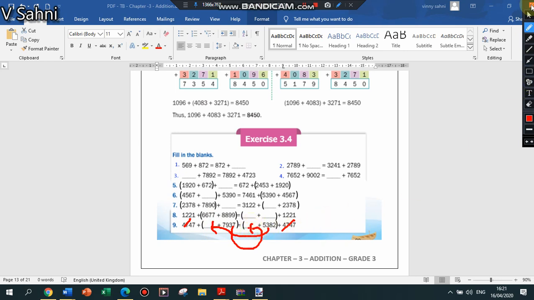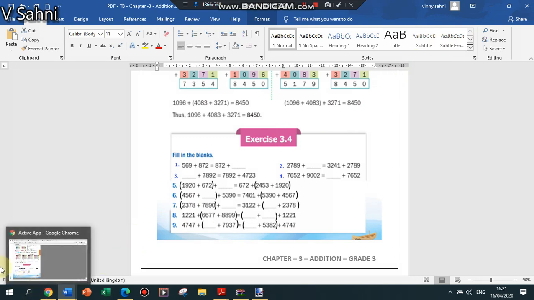Practice all the questions. The whole exercise 3.4 is very good. Please practice this from the textbook. This is a new concept for you. Just remember in your mind that there are two properties. There are more properties, but we will do those in the next class. Here we are doing order property and grouping property. Order property is a plus b is equal to b plus a. Two numbers in addition can be written in any order. Grouping property is: if there are three or more numbers, then they can be grouped in any manner in addition.